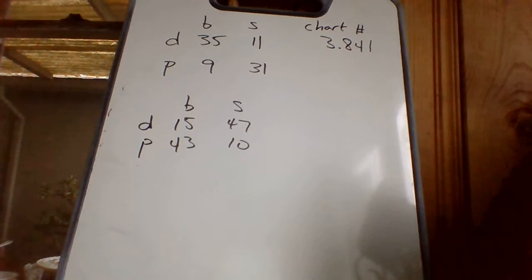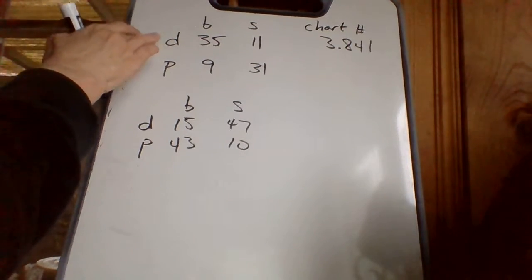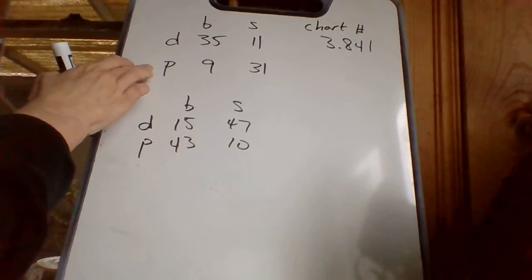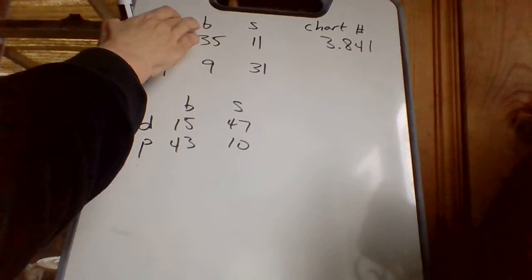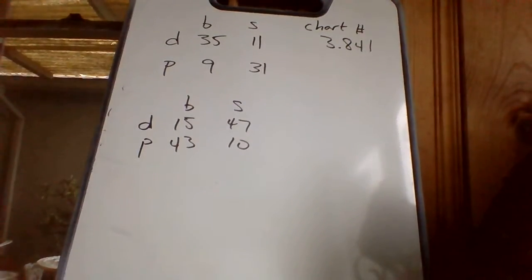Okay, worksheet 22. This is some more of these drug problems. So these are the people who took the drug. These are the people who took the placebo. These are the people who got better. These are the people who feel the same.